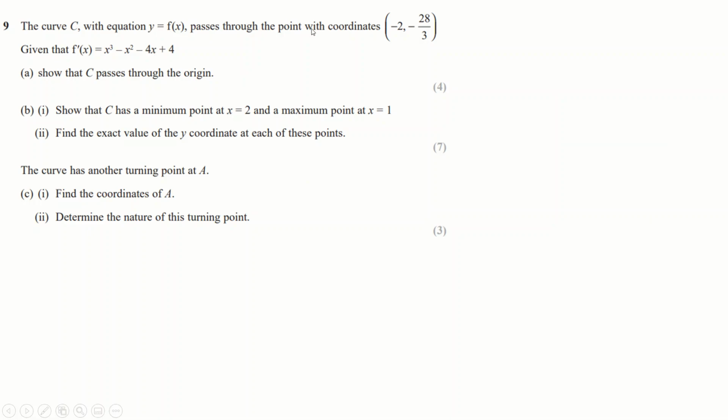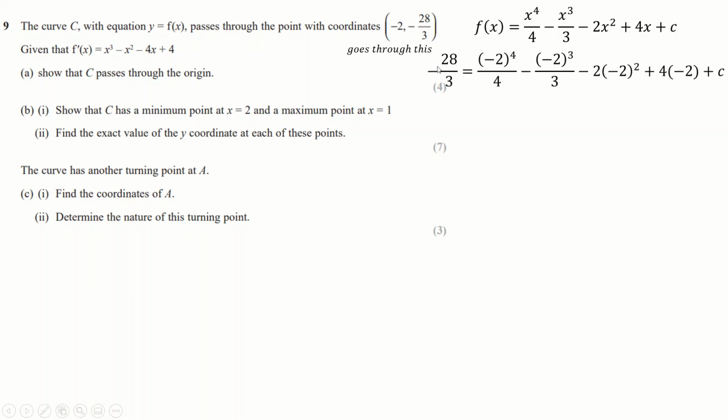So we've got a function, passes through these points. The differential of the function is this. So if I integrate this, I should get my f of x. So I've just integrated this there. Plus c, of course, when you integrate. But I know it goes through this point. So I can put in x is minus 2, y, which is equal to f of x, is equal to this.